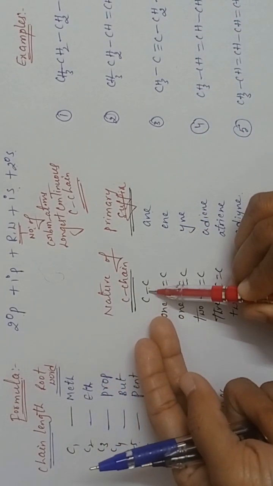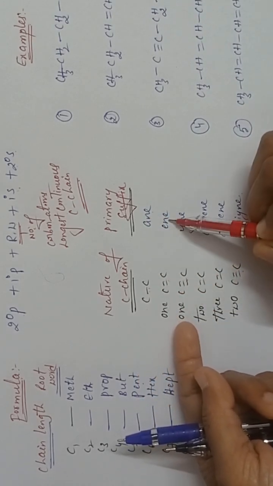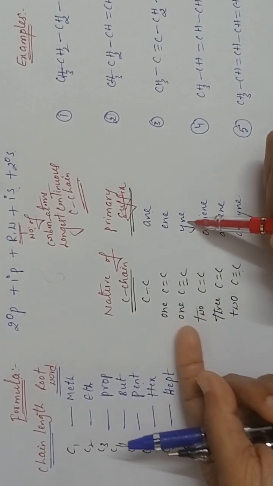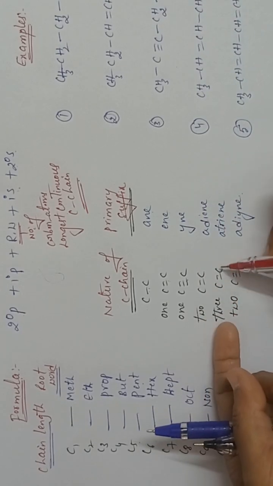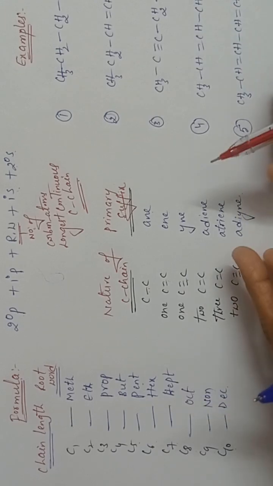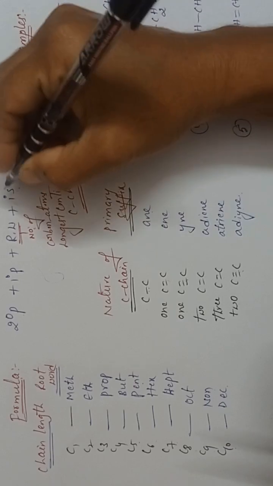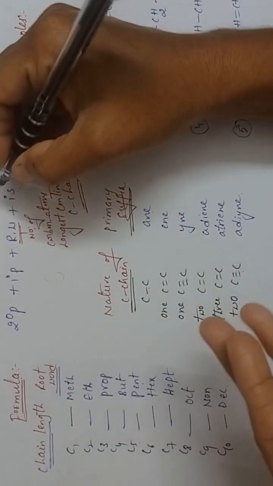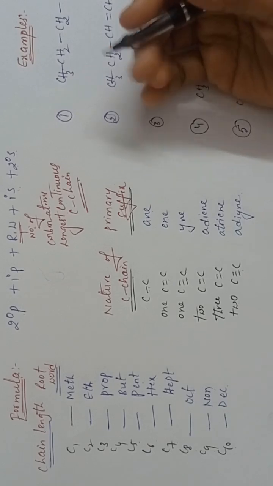Clear? All single bonds in the given compound, "-ane". One double bond means "-ene". One triple bond means "-yne". Two double bonds means "a"-diene. Three double bonds, "a"-triene. Two triple bonds, "a"-diyne. Clear, students? So here primary suffix indicates ane, ene, yne, a-diene, a-triene, like this.